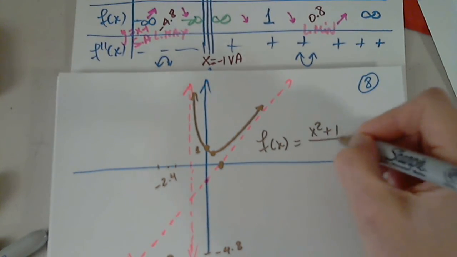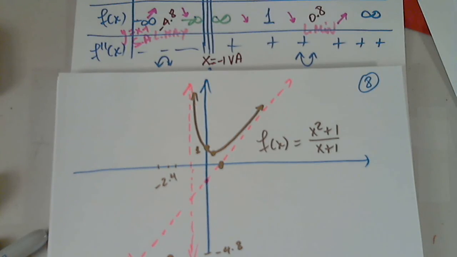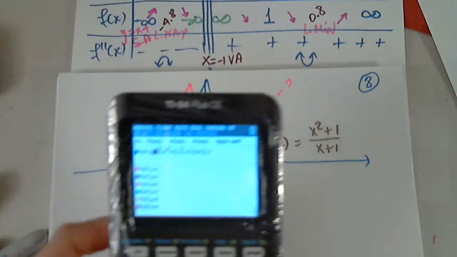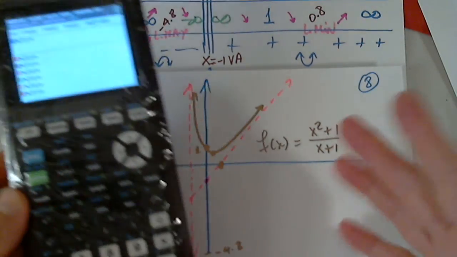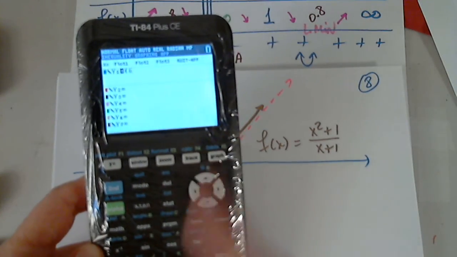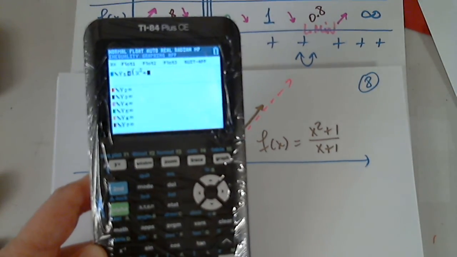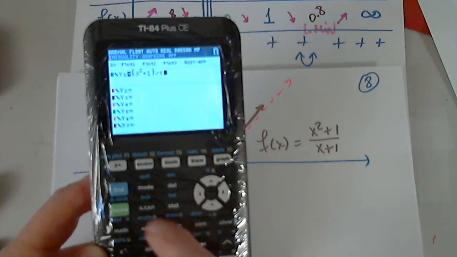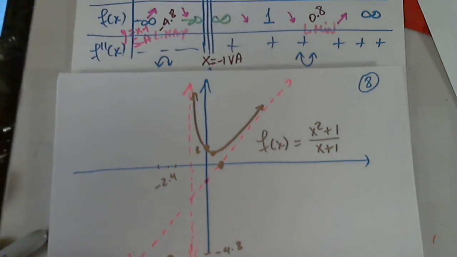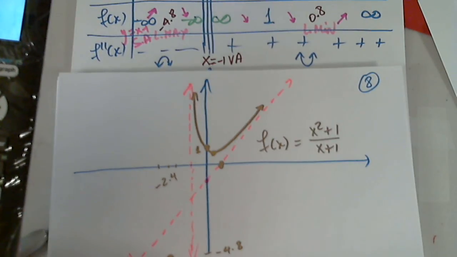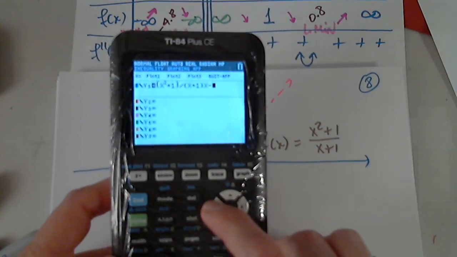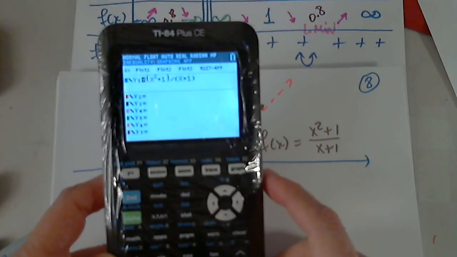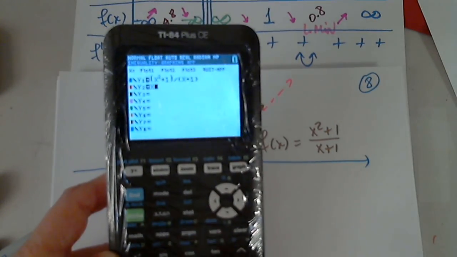So x squared plus 1 divided by x plus 1. If you want to graph it with a calculator, that's fine. We have to put in the slant asymptote as a function, because the calculator will not automatically graph it. So plus 1 divided by x plus 1, and y equals x minus 1 must be a new function, x minus 1.